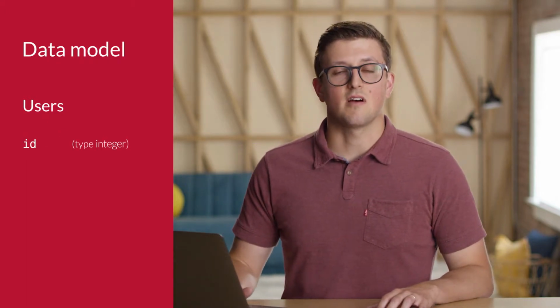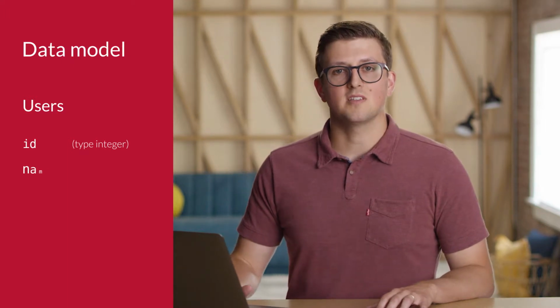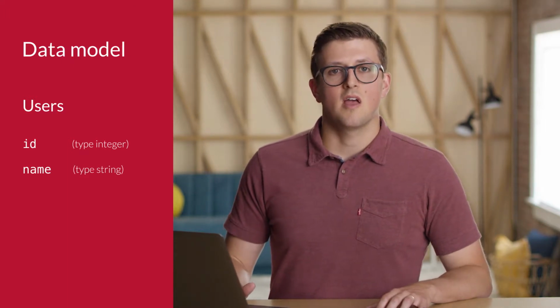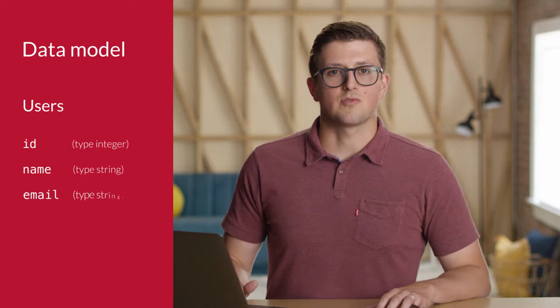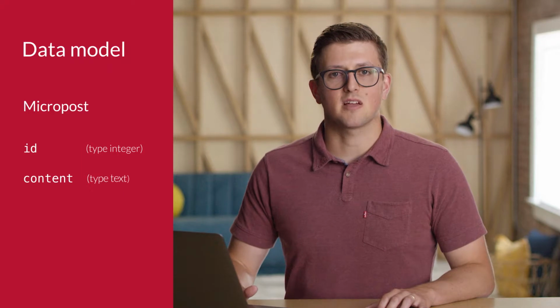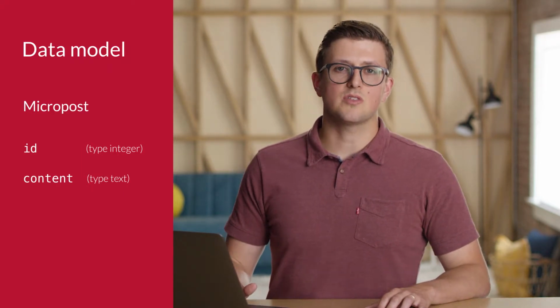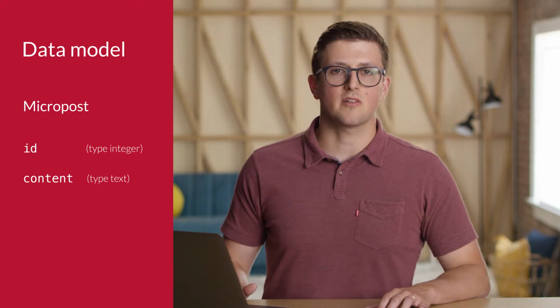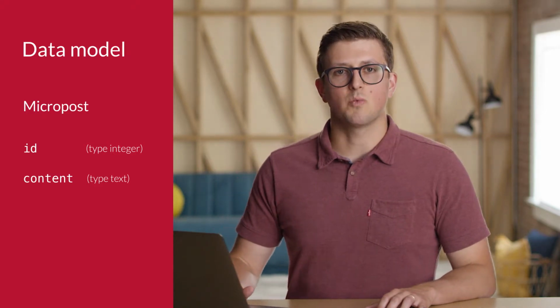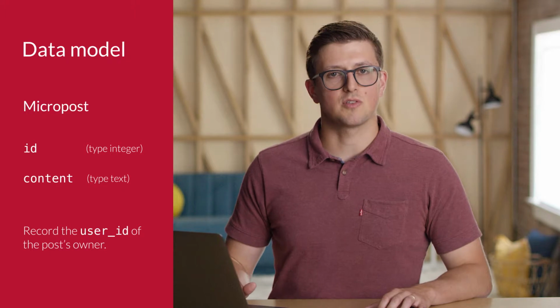Each user will have a unique identifier called ID of type integer, a public-facing name of type string, and an email address of type string. The email address will also serve as a unique username. The micropost data model has an ID of type integer and a content field of type text. The only additional consideration is that we need to associate a micropost with a particular user. To do this, we will record the user ID of the post owner.